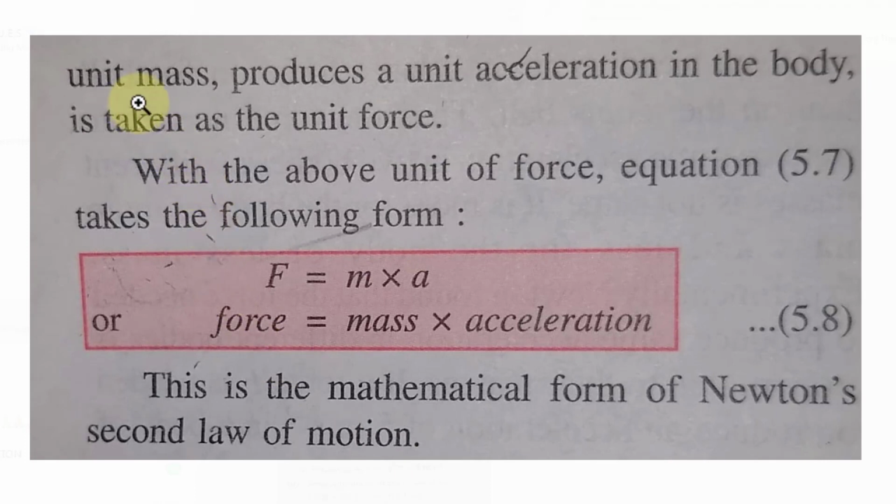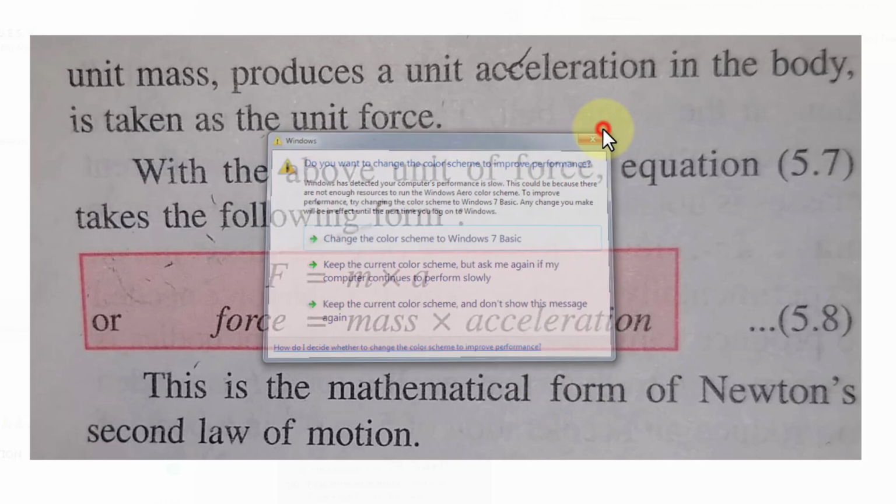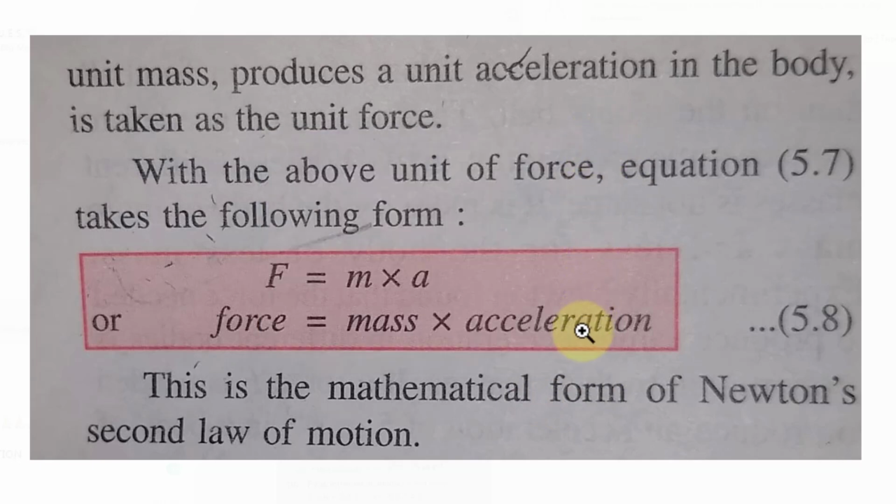If K is 1, when mass M is 1 and A is 1, then force produced is also unit force. Okay, a unit mass producing a unit acceleration in the body is taken as unit force. All will be unit. Okay, unit mass, unit acceleration, and force also unit. Okay, so F is equal to MA. Force equal to mass into acceleration. This is the mathematical form of Newton's second law of motion. Clear, children? So this is Newton's second law of motion that we derived today.